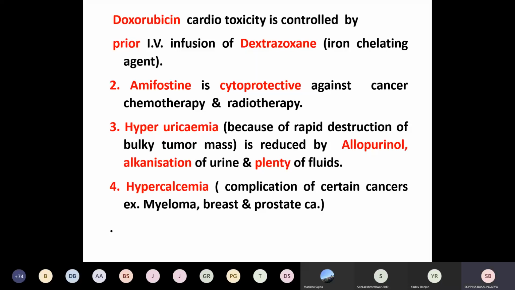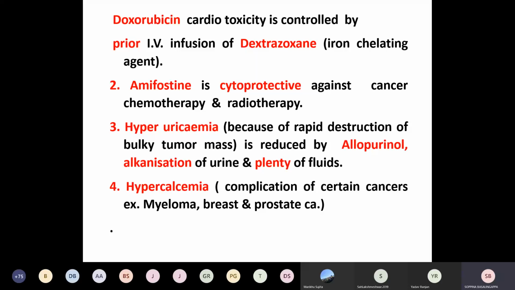Then hyperuricemia. You have just heard that it can be reduced by giving allopurinol and also alkalinization of the urine and plenty of fluids, so that you are not allowing the uric acid crystals to deposit and cause crystalluria. So plenty of fluids and alkalinization of urine, along with oral administration of allopurinol, will prevent the adverse effects of hyperuricemia.